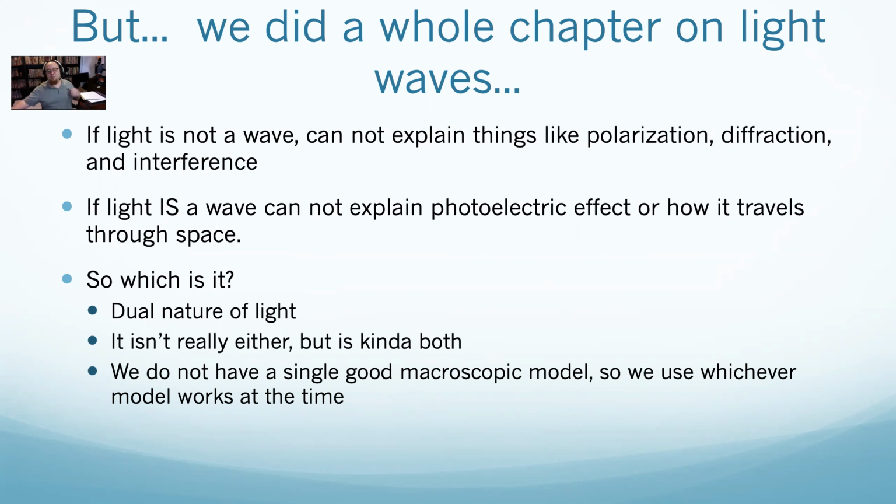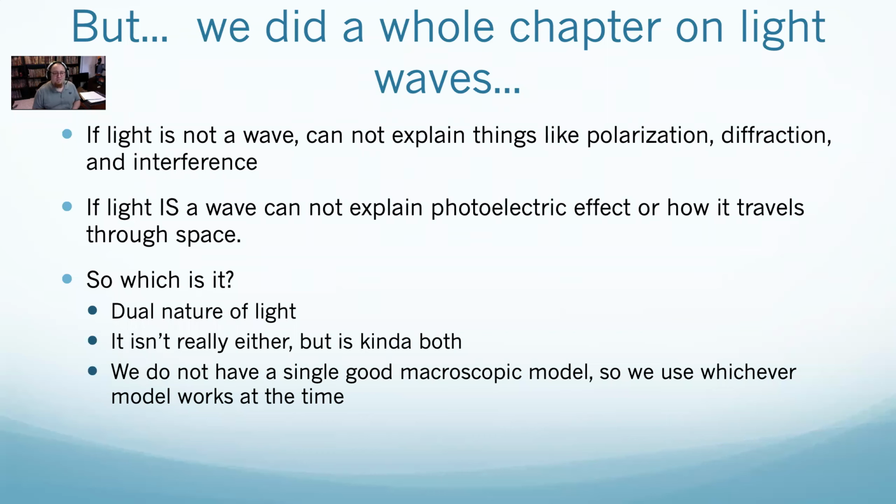And this introduces the dual nature of light. What Einstein postulated is light works as both a particle and a wave. It's not really either one, but it's both. And that it's something else that we don't understand. We don't have a model for. But the nice thing is you can say in some instances, let's treat light as if it's a particle. In some instances, you can say, let's treat light as if it's a wave. And it'll work either way.